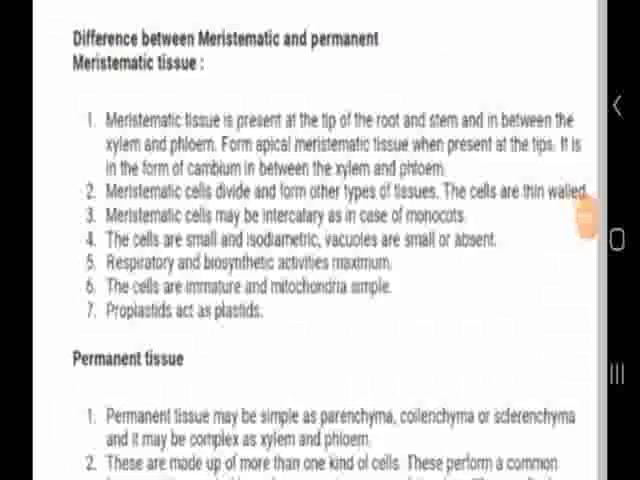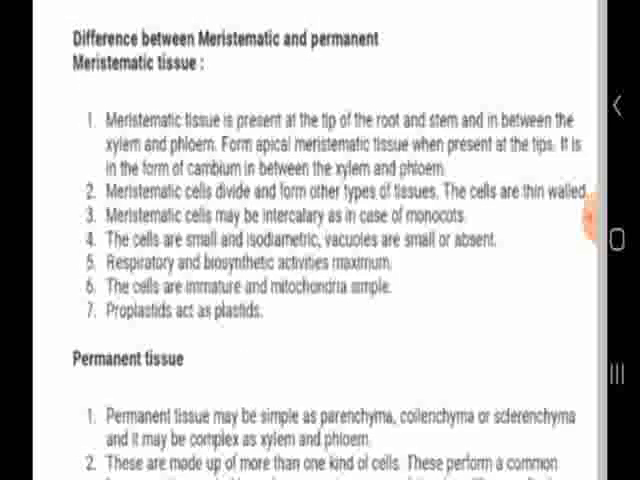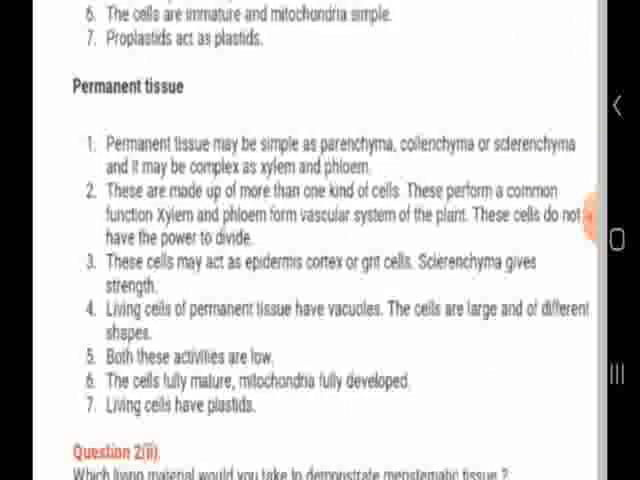The difference between the meristem and permanent tissue is that meristem tissue is present at the tip of the root and stem and in between the xylem and phloem. But permanent tissue may be simple, such as parenchyma, collenchyma or sclerenchyma, and it may be complex. Meristem cells are thin walled, but the permanent tissue is made up of more than one kind of cells, and these perform a common function.